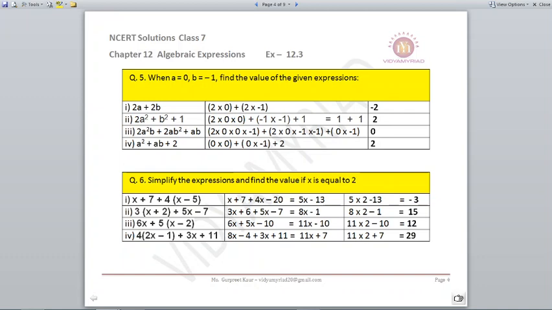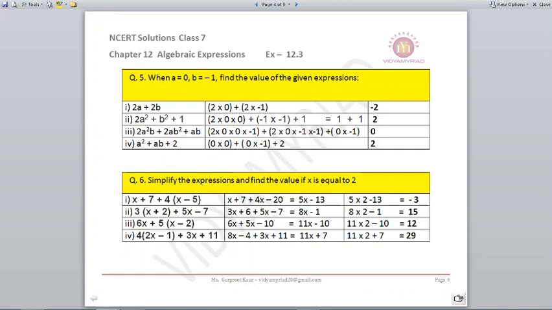2a square b plus 2ab square plus ab. So, all are zeros. Why all are zeros? Because every term has a in it and value of a is 0. So, anything multiplied by 0 is 0. So, ending result is 0. Next, a square plus ab plus 2. So, 0 into 0, 0. 0 into minus 1, again 0. What is left? 2. 2 is your final answer.